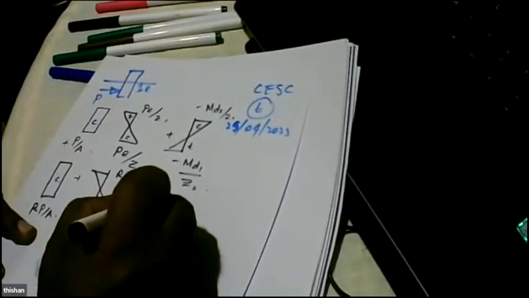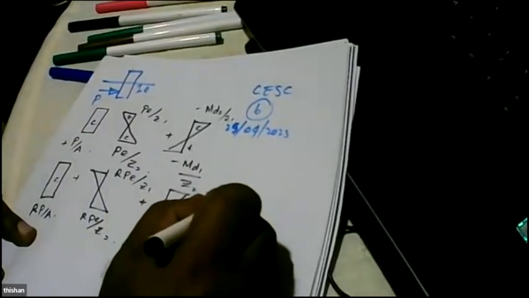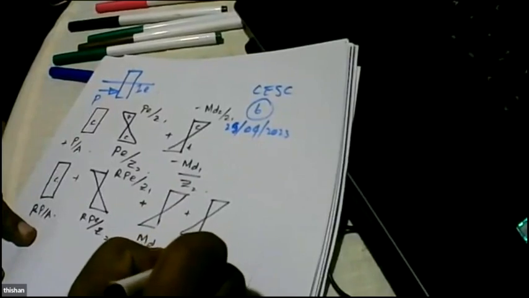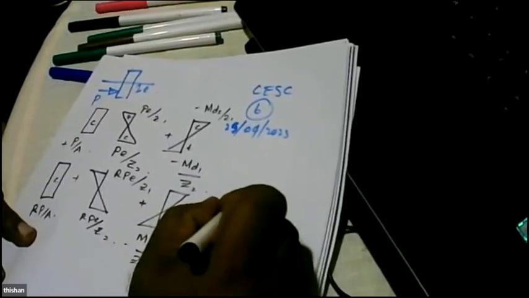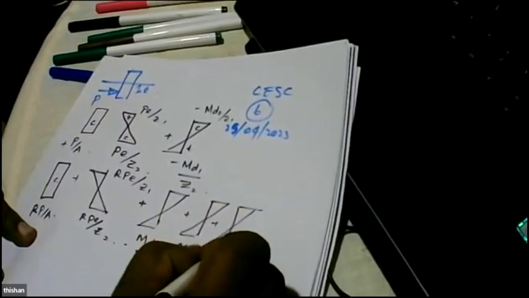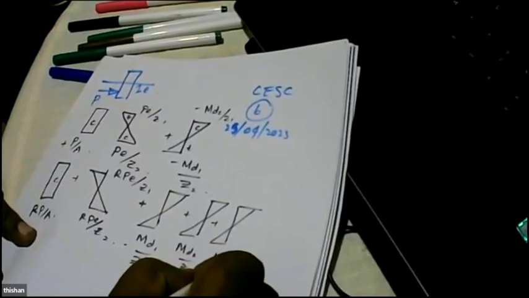So here also you get MD1 over Z2, and then you get MD2 over Z2. Then you get superimposed dead load M superimposed dead load over Z2 dash.